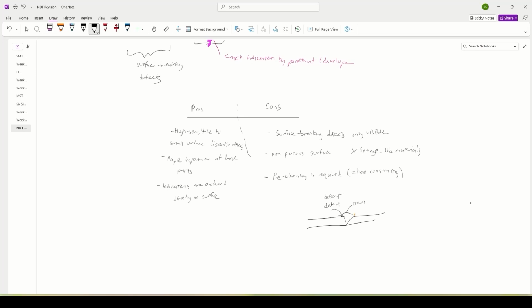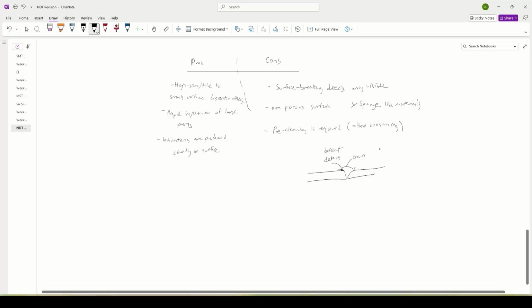For example, in some cases during overhaul, you have a very rusted surface, very rusted bolt, very rusted material that you want to test using liquid penetrant. These are some considerations that you have to look for.